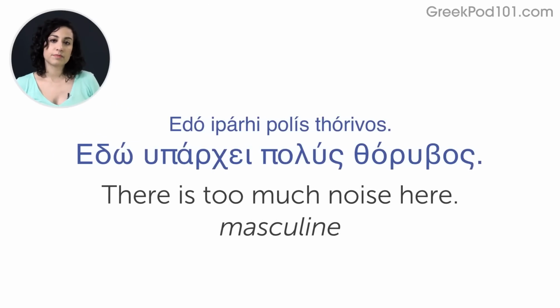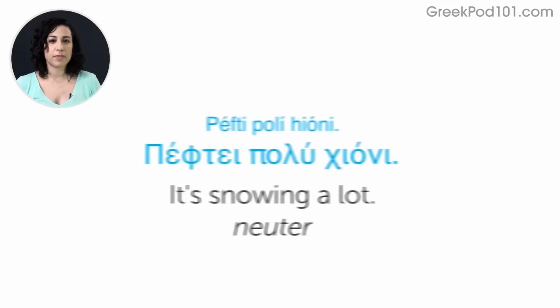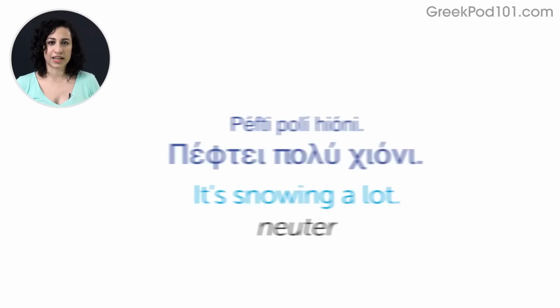Following up, the adjective is declined in all three genders and is always used to define a noun. Therefore, it always needs to agree with the noun's gender, number, and case. Let's see some sample sentences. Εδώ υπάρχει πολύς θόρυβος. There is too much noise here. Τρώω πολύ σοκολάτα. I eat a lot of chocolate. Πέφτει πολύ χιόνι. It's snowing a lot.